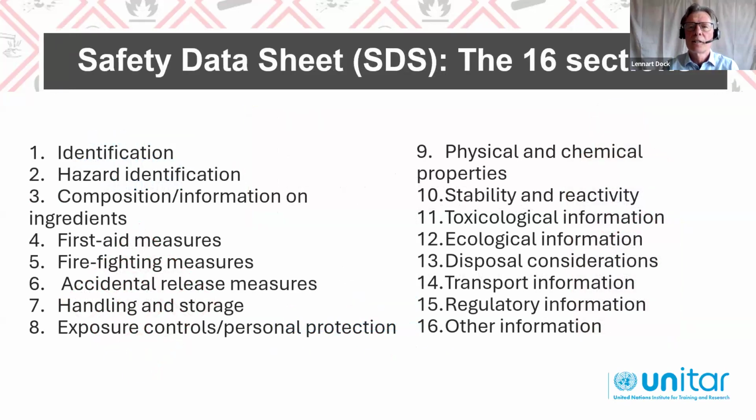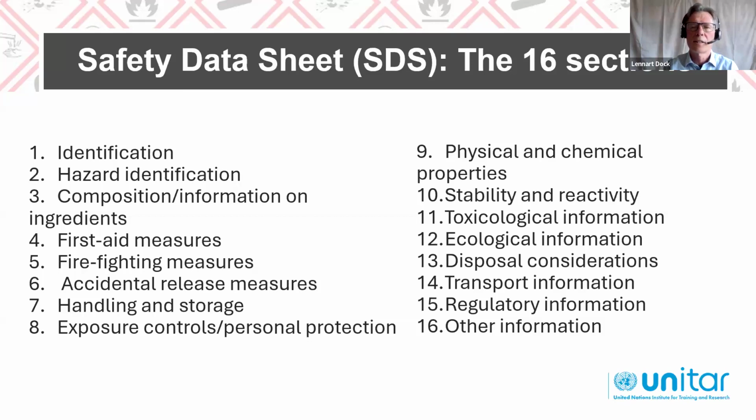The safety data sheet, I won't go into in detail, but you can see they contain 16 sections, including the hazard identification, what's in this container with chemicals, and toxicological information. That's section 11, where you can get information on how it affects human health, and section 12, how it will affect the organisms in the environment.